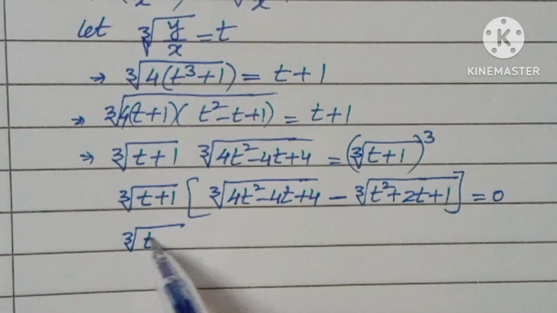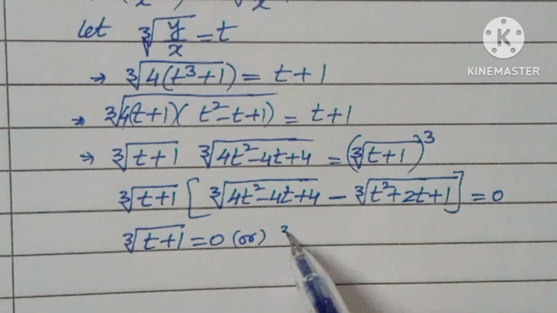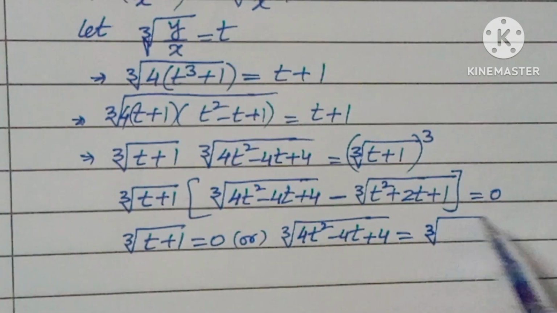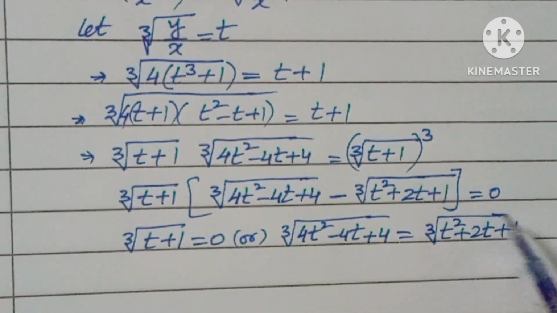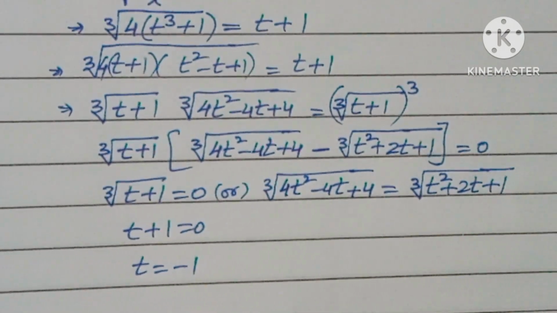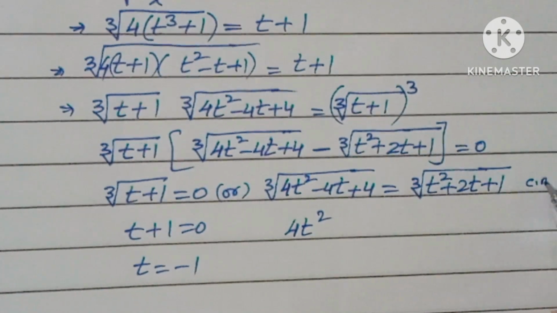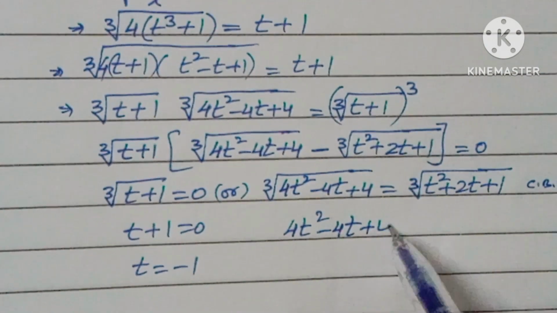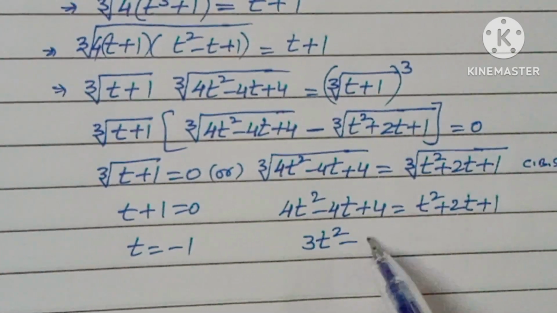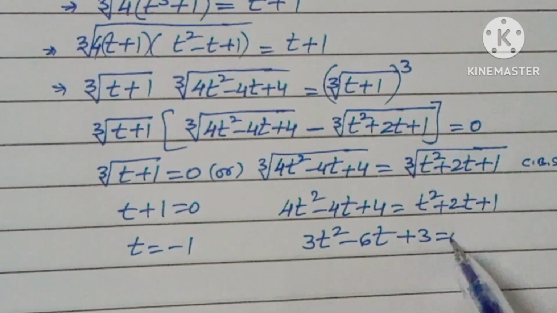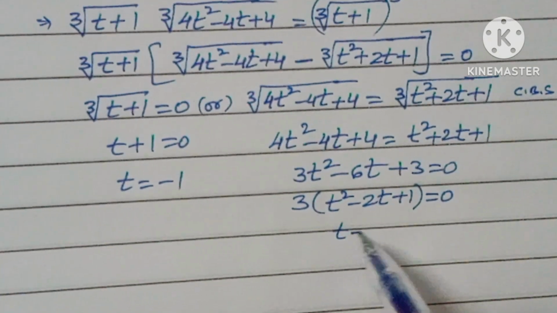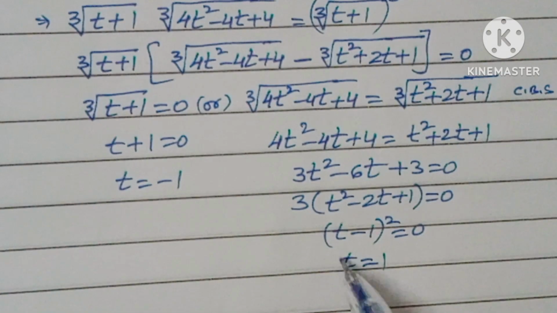Now from this you can write cube root of t plus 1 equal to 0, or cube root of 4t square minus 4t plus 4 is equal to cube root of t square plus 2t plus 1. Now from this you can write t plus 1 equal to 0, t is equal to minus 1. From the second one, cubing on both sides, 4t square minus 4t plus 4 is equal to t square plus 2t plus 1. If you send all the terms to one side, 3t square minus 6t plus 3 equal to 0, taking 3 common, t square minus 2t plus 1 equal to 0. So (t minus 1) whole square equal to 0, t is equal to 1.